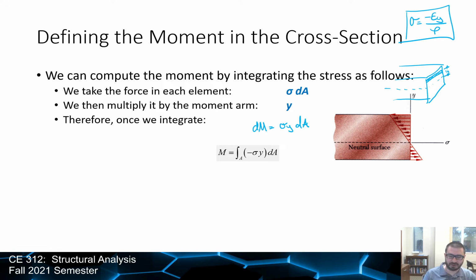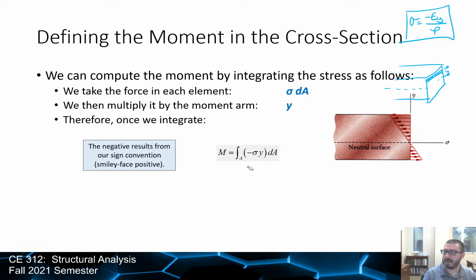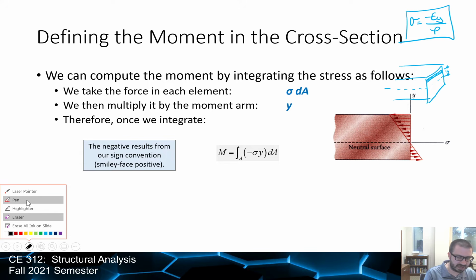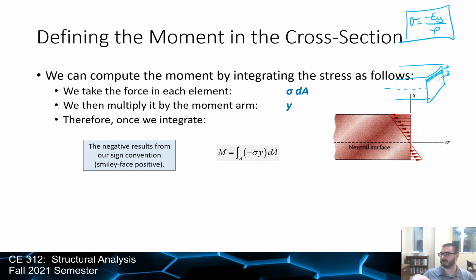And then all we have to do is integrate that to get the moment. The only thing that changes from here is this little negative term. The negative term just comes from the sign convention that we use in civil engineering, where we use smiley face positive. But we could leave it out. It won't change the final answer. It's just what we tend to use. Now, what's valuable here is that we have this expression for moment. What I'm going to do is plug in the stress term right there.